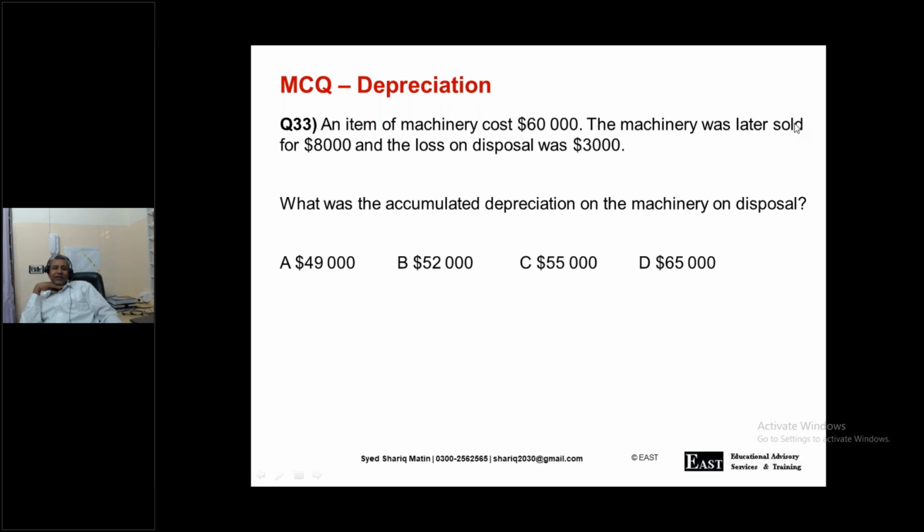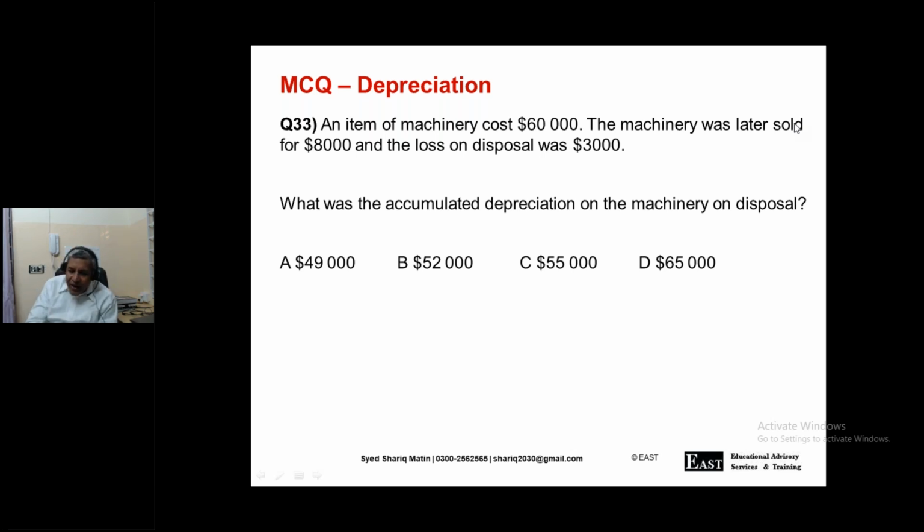So we'll make a disposal account. We'll put 60,000, which is the cost, on the debit side. On the credit side, we'll put 8,000, which is the sale proceeds. We'll put 3,000 on the credit side because it is a loss. We will add 8,000 and 3,000, which will give us 11,000. We will subtract 11,000 from 60,000, so our answer will be 49,000, which is the accumulated depreciation. So the answer is A.